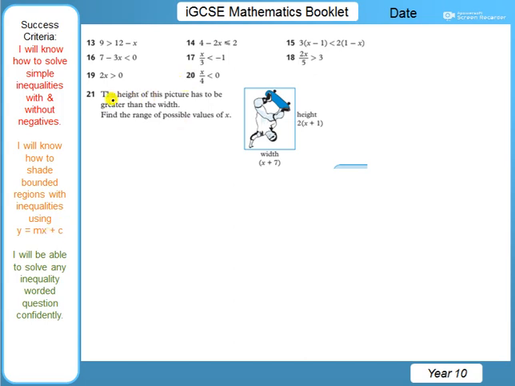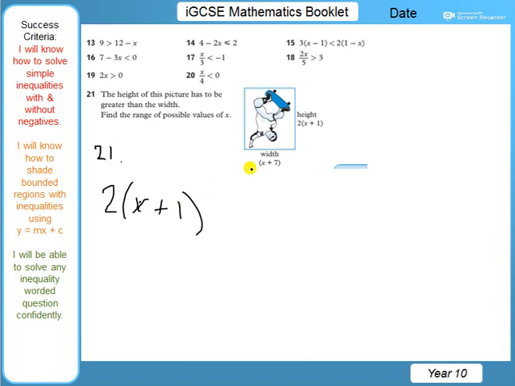Now, in this question, the height of this picture has to be greater than the width. Find the range of possible values of x. This is one of those confusing worded questions that doesn't really give you anything to grasp or hold on to. Now, the key thing is to use the information in the question. We know what the height is. That's 2 brackets x plus 1. So we write that down, 2 brackets x plus 1. This is question 21, by the way.